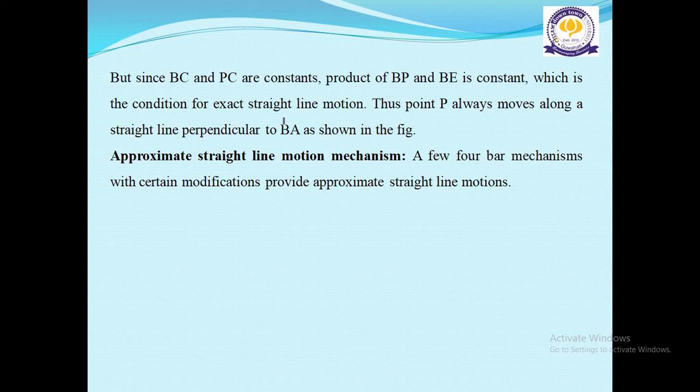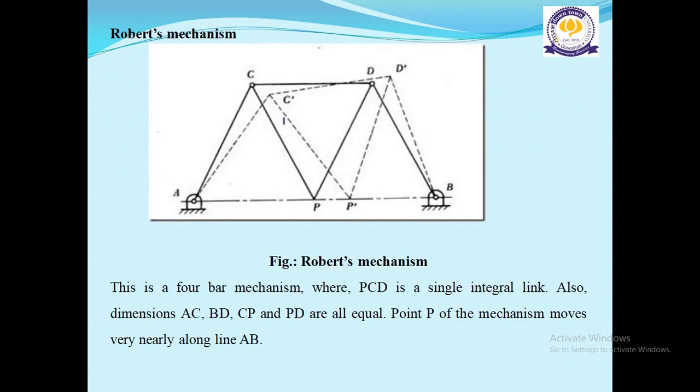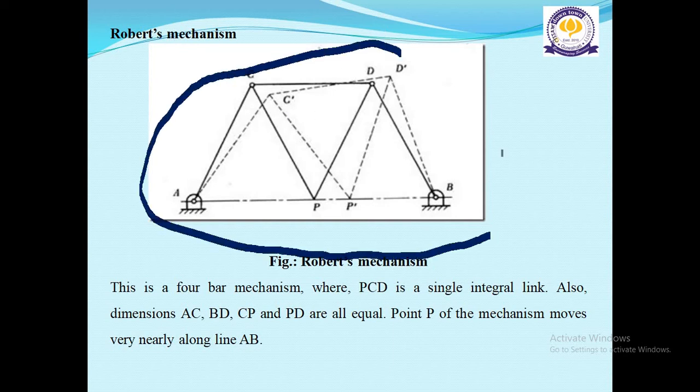Next we move on to approximate straight line motion mechanisms. Here a few 4-bar mechanisms with certain modifications provide approximate straight line motions. First is the Roberts mechanism. Here you can see the figure of the Roberts mechanism. This is a 4-bar mechanism where PCD.